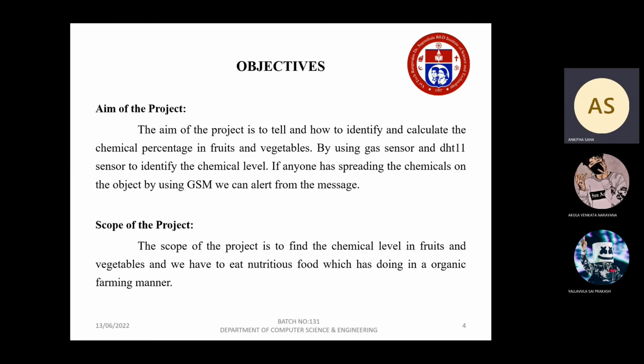So this is the aim of the project. The aim of the project is to identify and calculate the chemical percentage present in fruits and vegetables. By using the gas sensors and DHT11 sensor, it will help to identify the chemical level. If anyone has sprayed chemicals on the object, using GSM we can get an alert message if any chemical is present there. Next is the scope of the project.